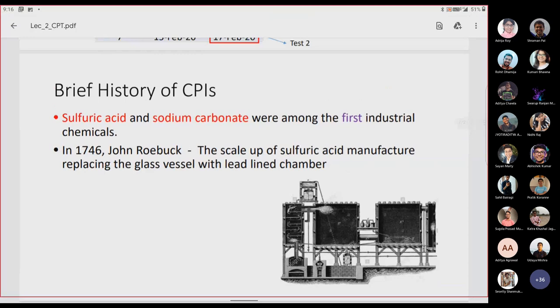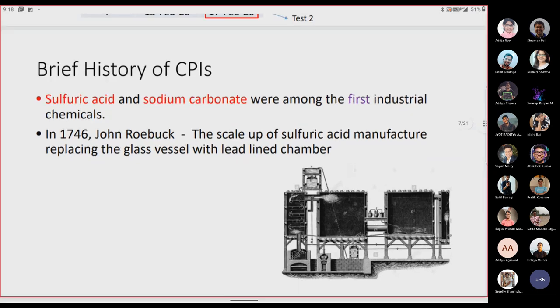In 1746, sulfuric acid was produced, but they used glass vessels in a very, very small quantity. Roebuck first made lead-lined chambers, because sulfuric acid is extremely corrosive, so they had to use only glass vessels before. Because of the corrosive conditions, the exothermic nature of the reaction, and also the mist formation tendency in sulfuric acid production, they could not produce on a large scale. But to avoid these corrosion effects in the vessels, lead-lined, lead-coated chambers were used in 1746, and he could produce sulfuric acid in large quantities. Sulfuric acid is used in a lot of industries, such as leather tanning and many others.